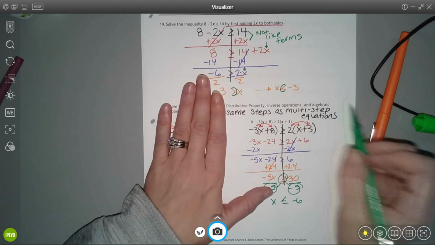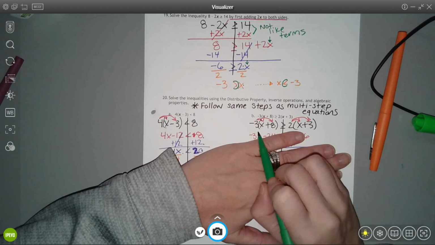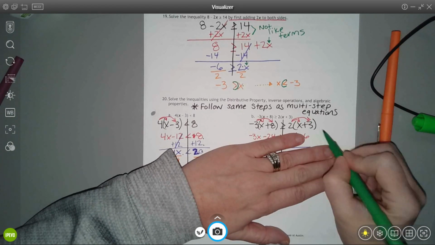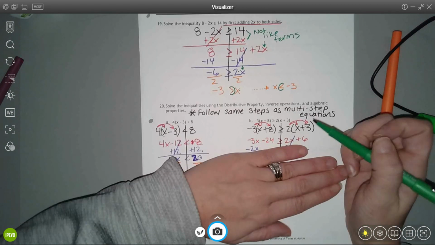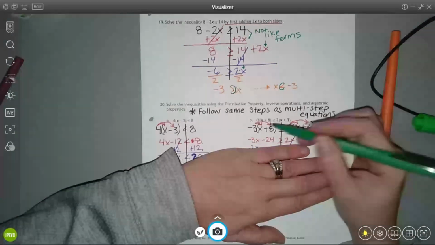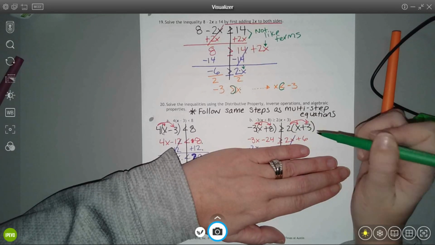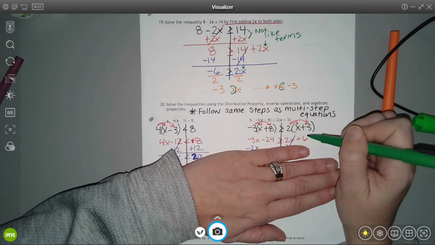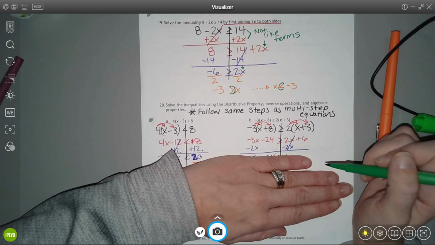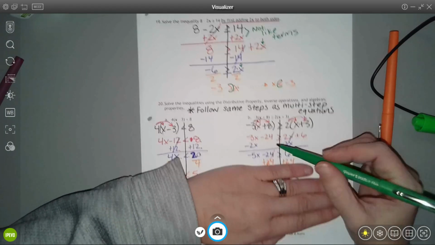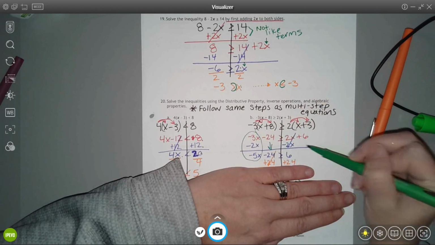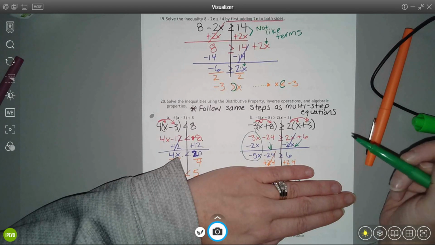Come over here, start by distributing that negative 3 on the left side, distribute the 2 on the right side, and I get negative 3x minus 24 is less than or equal to 2x plus 6. Get your letters to the left. So I'm going to subtract 2x on both sides. Watch your negatives here. And I get negative 5x minus 24 is greater than or equal to 6.